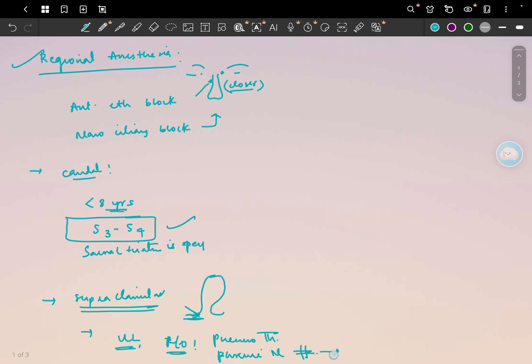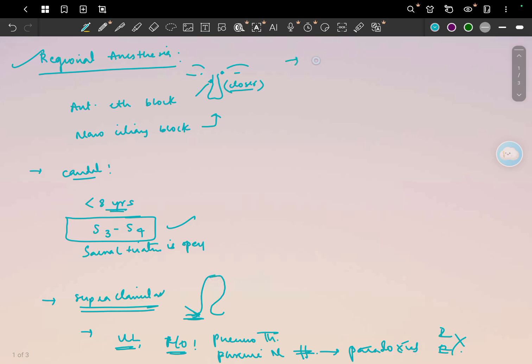So in phrenic nerve injury, we will see paradoxical breathing, which means during inspiration and expiration, we will have opposite movements, which are actually opposite to what we see in general.